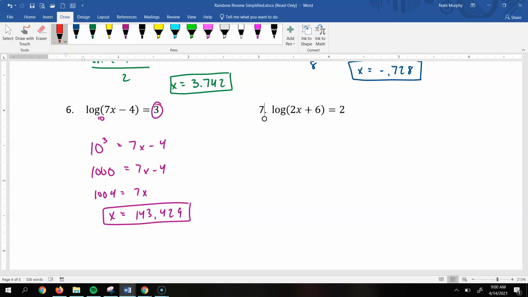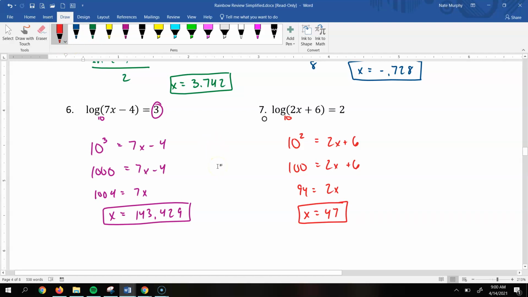All right, lastly, we have another problem here. This is a common logarithm again, so our base would be 10. Our exponent would be 2 equals our value, which is 2x plus 6. Well, 10 squared is 100. And then this time, to solve for x, I would subtract 6, where I would get 94 equals 2x. And when I do my last step here, I would divide by 2. When I take 94 divided by 2, I get 47. So x would equal 47.